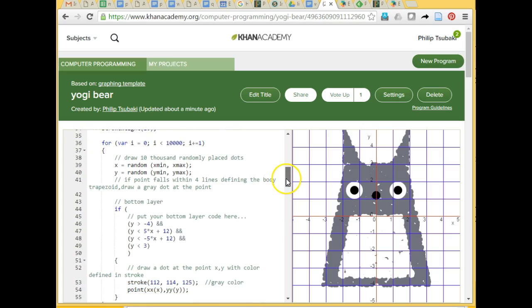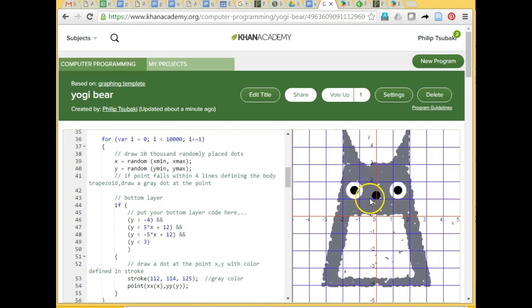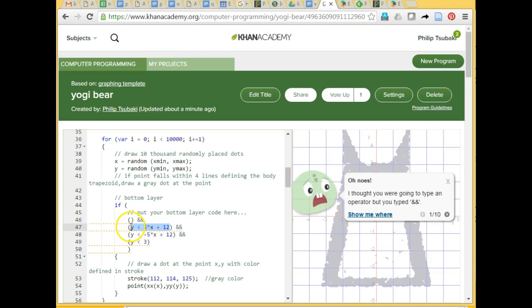And so we're going to go to the part where it says bottom layer. So the bottom layer right now is this gray shape, and we don't want that bottom layer. We want the Yogi Bear shape. So we're going to replace these lines here with our lines. So I'm just going to empty out each one of these by highlighting them and deleting what's in here. And I'm going to replace them with the commands that we wrote in our form. And you notice how the if left parentheses is already here, the right parentheses is already here, so you don't need to write that. You just need to write your equations.